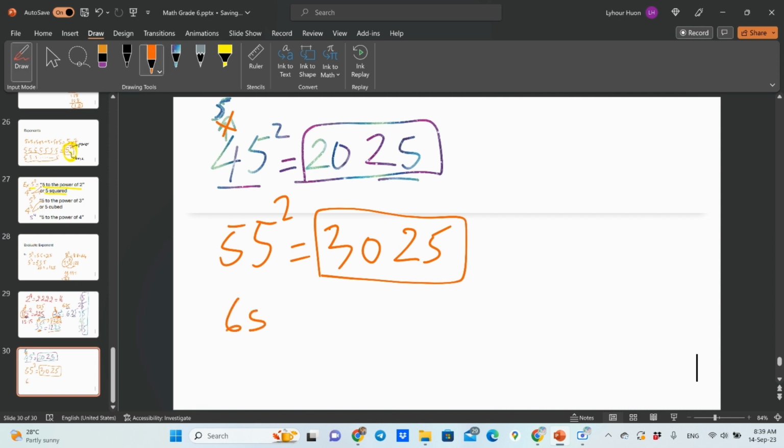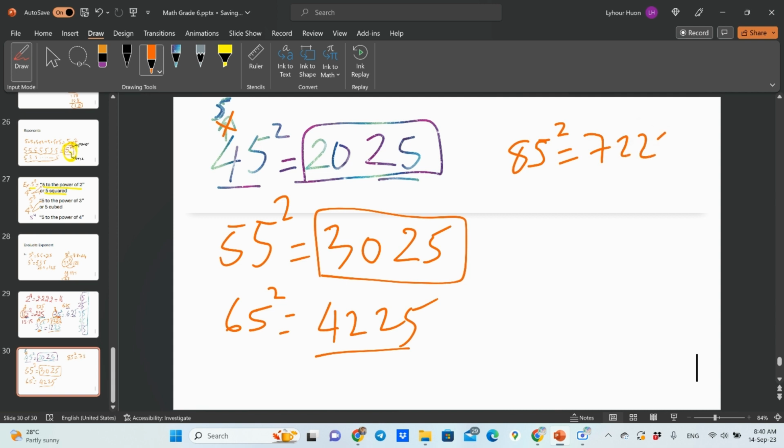So now, still the concept, 65 squared. Can you give the answer immediately? 65 squared ends in 25. Is it 4,025? 4225, yes. Now you get the concept. If you're not sure, you can check. Now, last one, maybe 85 squared. What is this answer? 7225. Yes, this is the answer. So you can save a lot of time. That is really cool.